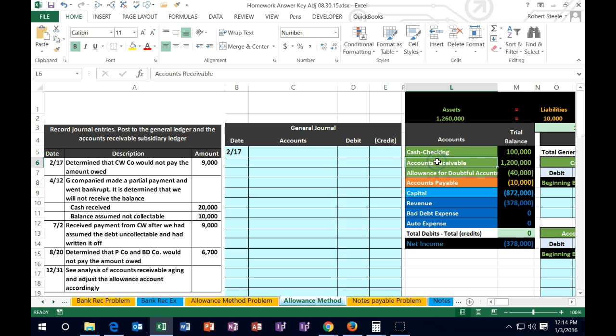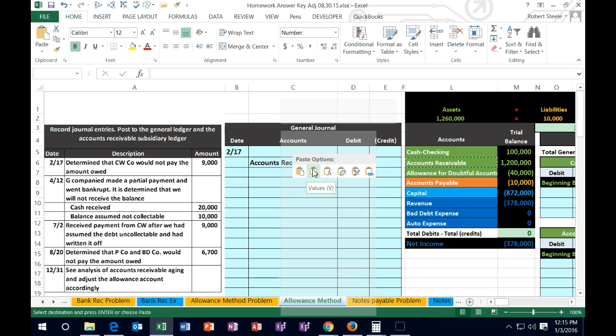So I'm going to copy the receivable, right-clicking and copying in L6, put our cursor in C6, and we're going to paste it here. Going to right-click, paste, just the values, not the format of the cell, values only. Then we'll go into the credit column.